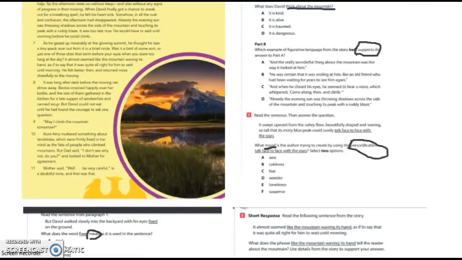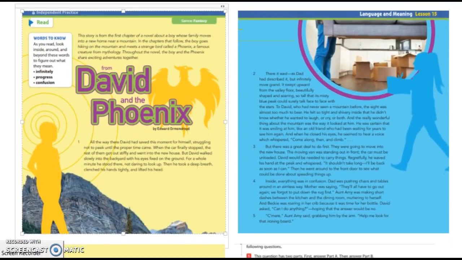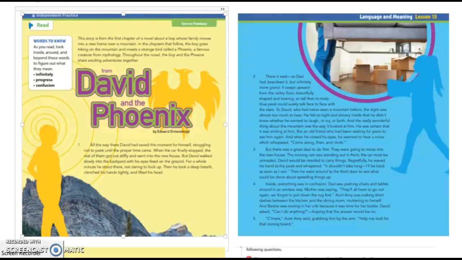Okay, we're going to go ahead and I'm going to read the story to you. When I am done reading the story, you will work on the questions independently and then check your answers with a neighbor. Here we go.